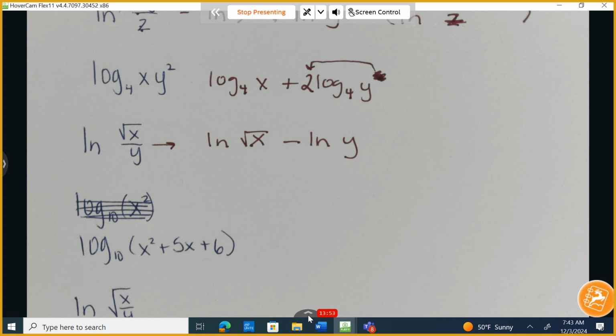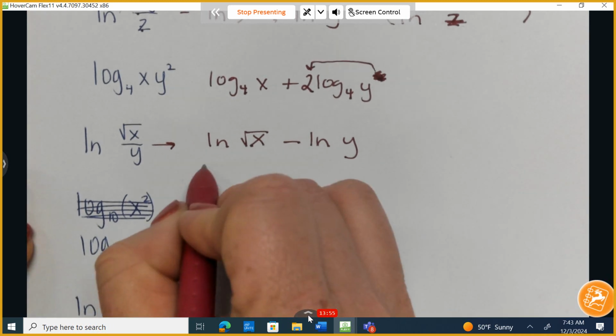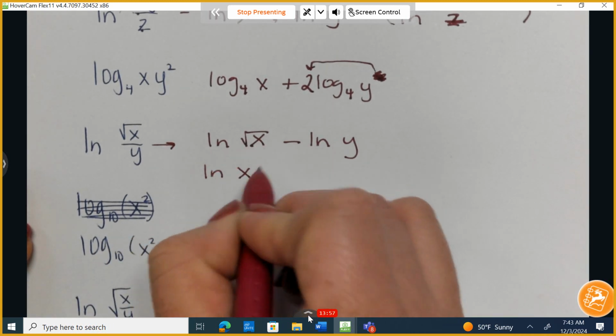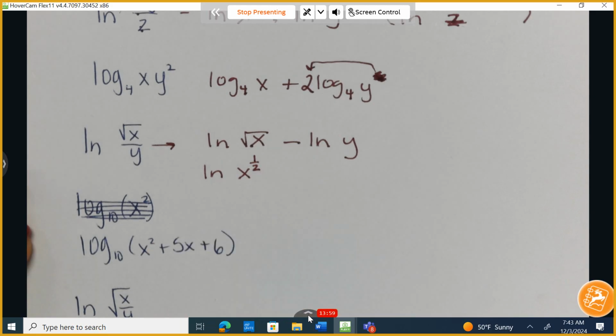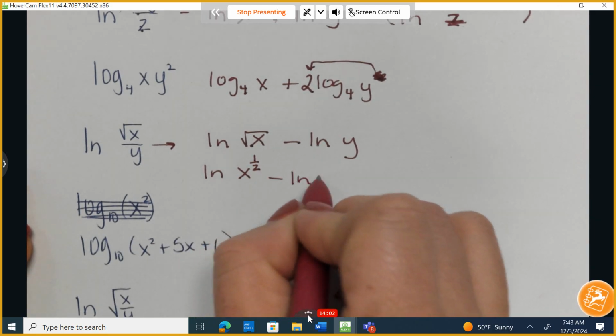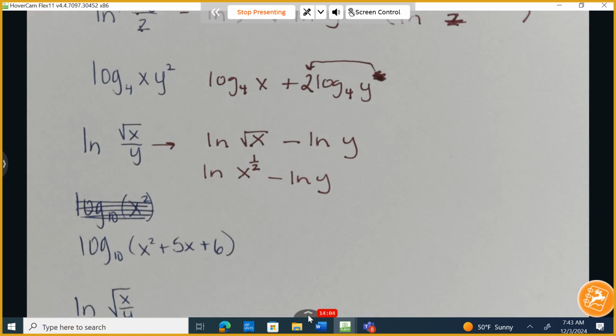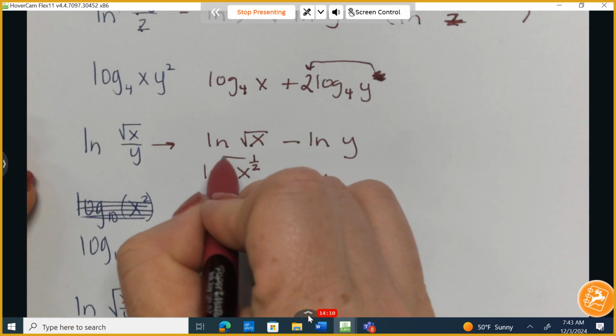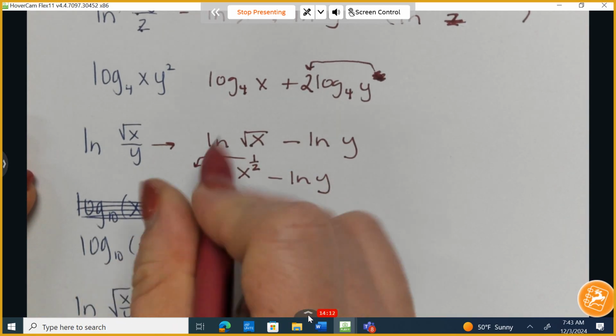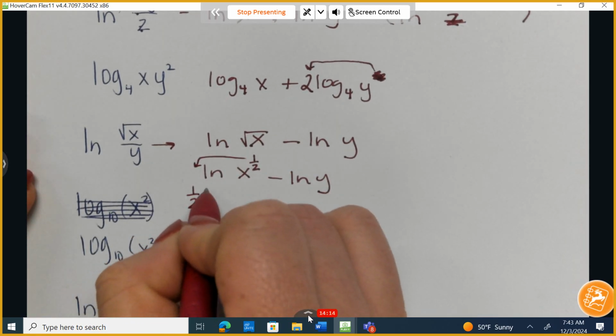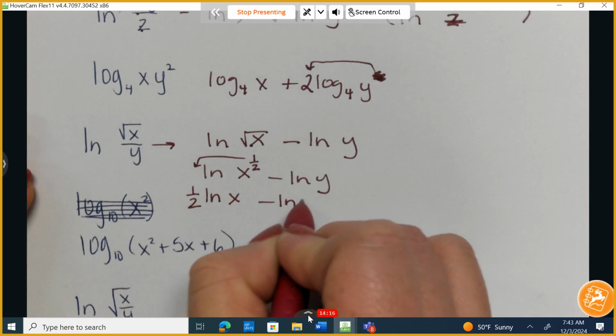One person, 2, 3. Okay, well, let's rewrite this. ln of x, remember square root is equivalent to taking something to the 1/2 power. And property number 3 today says that if we have an exponent that's anything other than positive 1, we need to take it and throw it directly in front of that logarithmic expression. So it's 1/2 times the ln of x, subtract the ln of y.